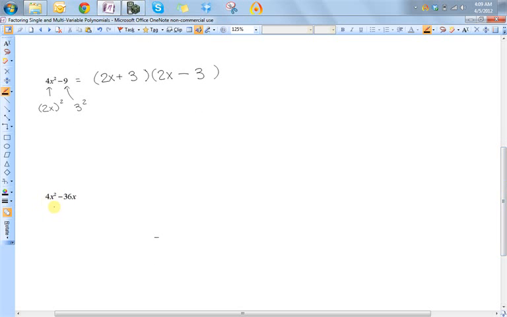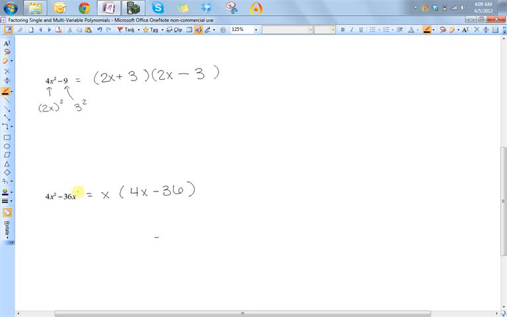If we try the next one, first thing you should check for is greatest common factor. There is a greatest common factor, it's x. If I factor out that, I'll get 4x minus 36. And now be careful with this one.